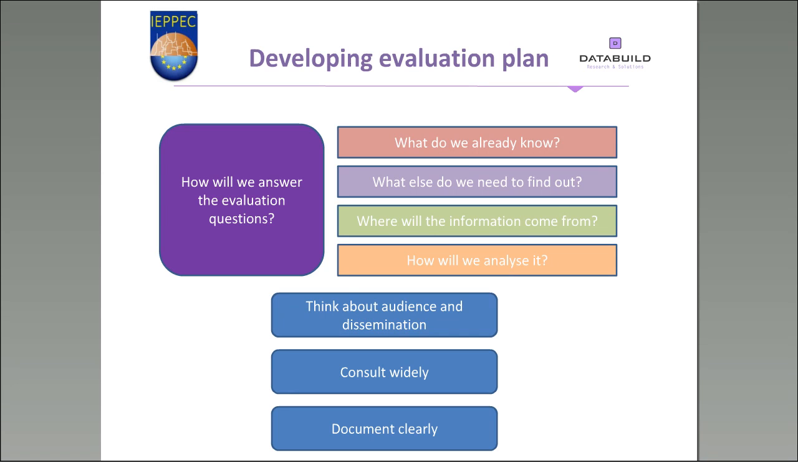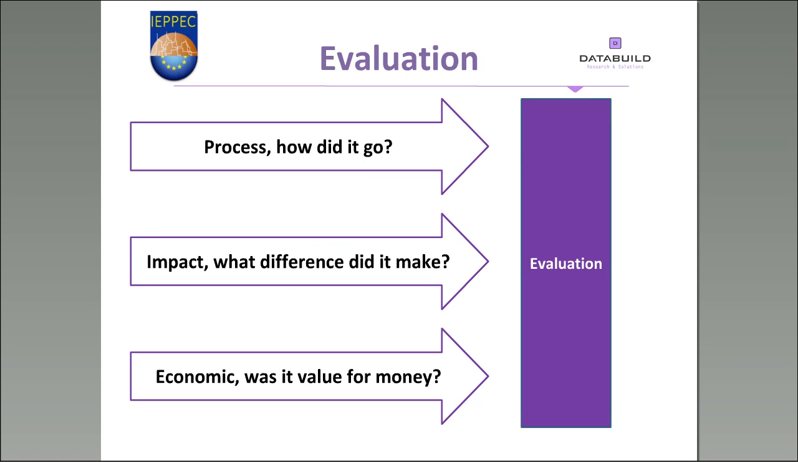So we've developed a theory of change, we've got some evaluation questions, we've developed an evaluation plan. The next stage, actually let's do an evaluation. So as I said, evaluation normally consists of 3 elements. A process element, answering the question, how did it go? An impact evaluation, what difference did it make? And an economic evaluation, was it value for money? So I'm going to talk about each of those 3.